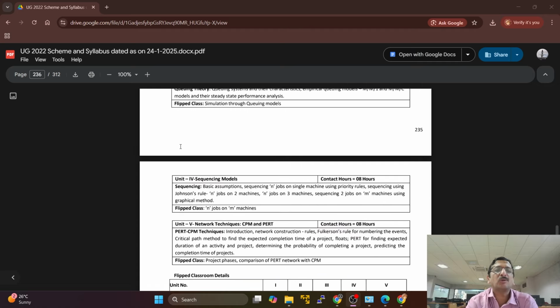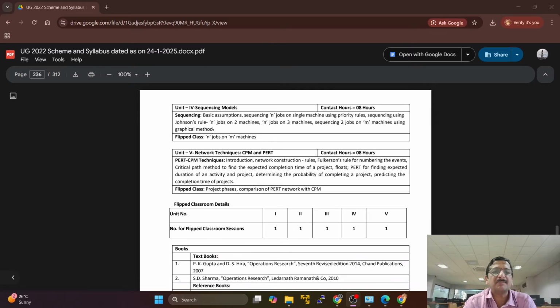Whereas unit 4 will talk about sequencing. Sequencing means, if you take any particular process, the sequence has to be followed. Such as if you are a computer science student, you can understand first you have to go for the flow chart, then program, then printout. This cannot be changed. In the same way, how these things can be used in daily life and different applications.